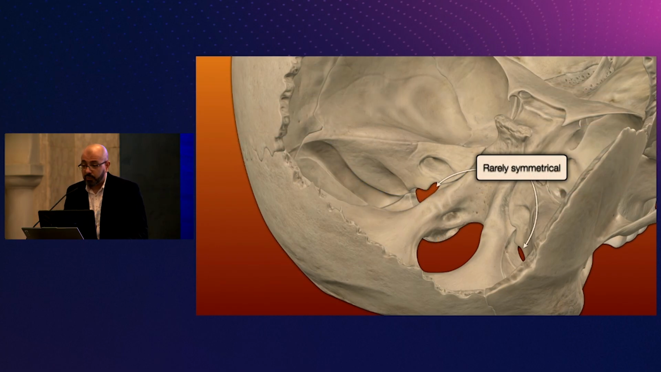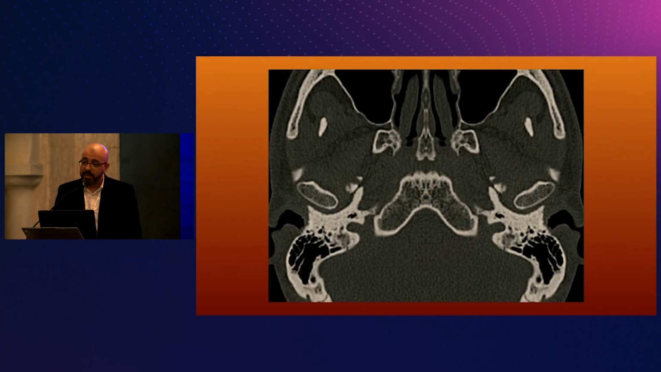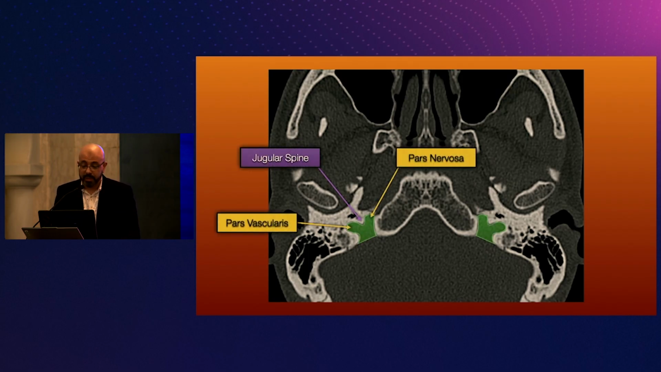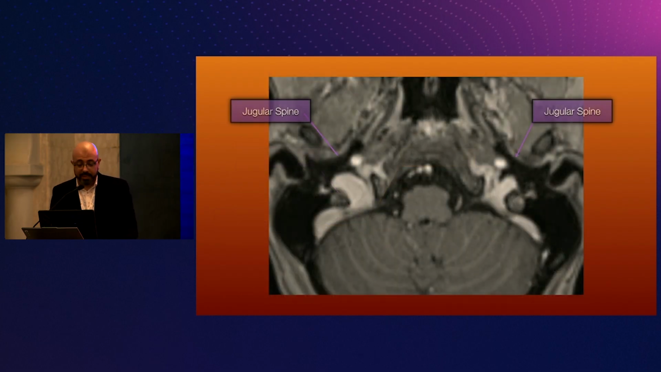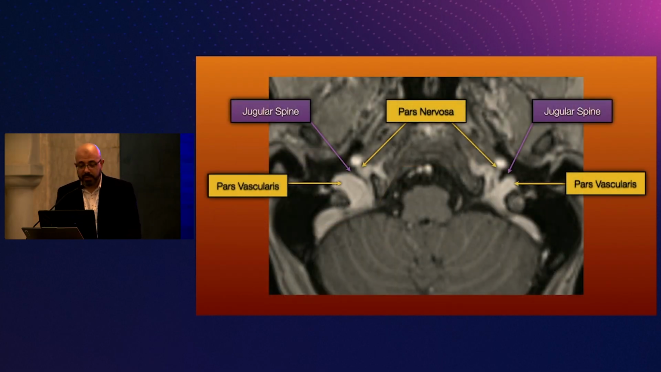These jugular foramina are very rarely symmetrical, and this sometimes can cause problems on MR, but of course on CT it's very easy to recognize an asymmetrical jugular foramen. It's easily identifiable on our CT and MRI scans. This is an example to show you the jugular spine, which divides the foramen into the pars vascularis posteriorly and slightly laterally, and the pars nervosa anteriorly and medially. On the MR, again, the same jugular spine, and you can see the pars nervosa and the pars vascularis.